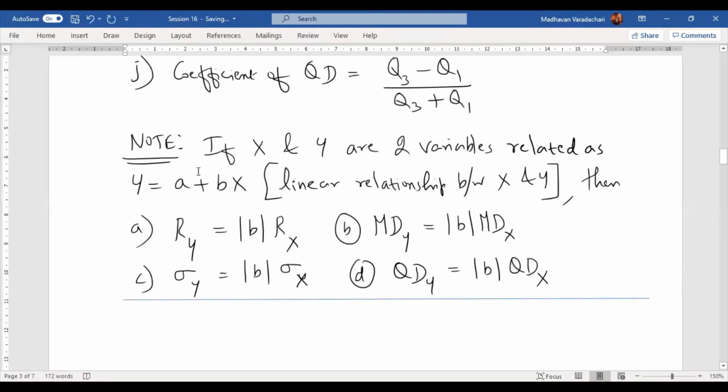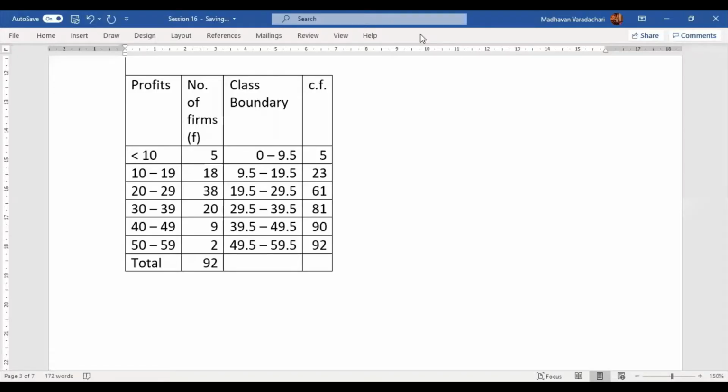So this particular property is applicable for all the absolute measures of dispersion, right? That is why range, mean deviation, standard deviation, quartile deviation, everything came. So let's consider this particular data given in the question. I already wrote the class boundaries and the cumulative frequencies. We'll try to understand each of the measures of dispersion. How do we calculate for this frequency distribution?